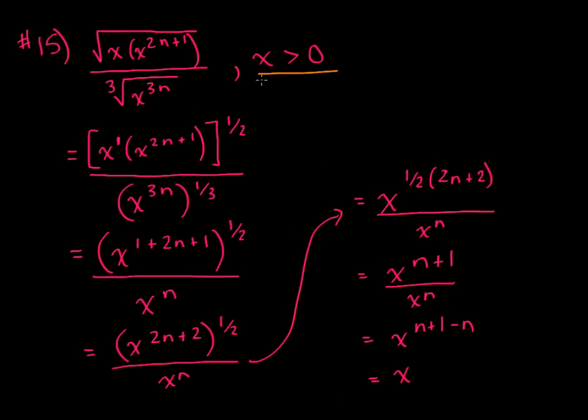Keep in mind that we did have the restriction x is greater than 0 in order to make sure that we're not taking a square root of a negative number. And so this x value here that we get at the end would only be for x values greater than 0.